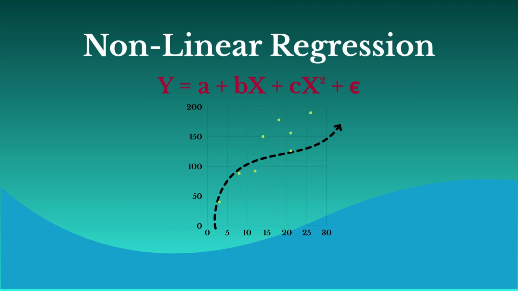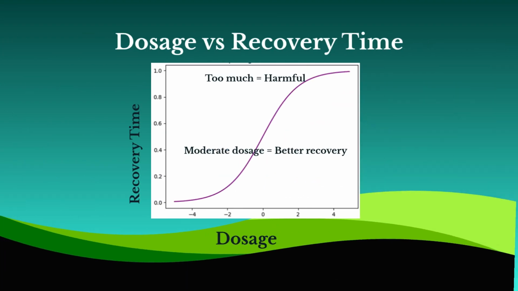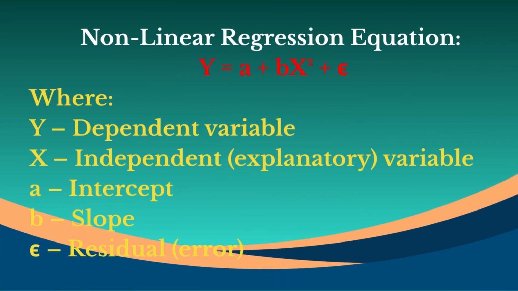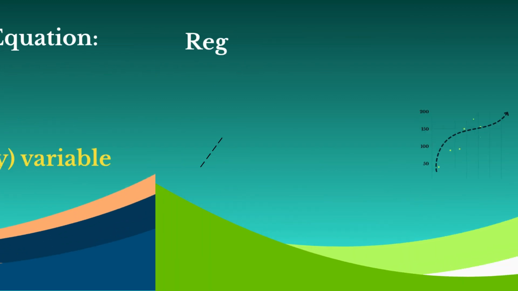Nonlinear regression models these curvy relationships. Think of how medicine dosage impacts recovery time. It improves results up to a point, but too much can be harmful. A simple nonlinear regression equation can look like y equal to a plus bx square plus epsilon, where y is dependent variable, x independent variable, a intercept, b slope, and epsilon is error, where curve describes how y changes more sharply or levels off as x increases.